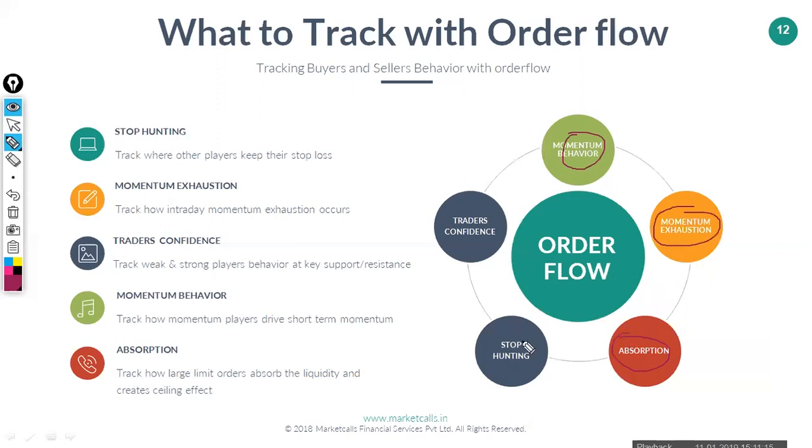You can also figure out where the stop hunting happens. You can also figure out the trader's confidence from the order flow. With the way the behavior is going on in the order flow, you'll be able to track the trader's confidence: that particular day, how the participant confidence is, or at that given moment, what kind of confidence is going on. And you'll be able to spot which auction is a stronger auction and which is a weaker auction, which I'm going to talk about in the afternoon session.